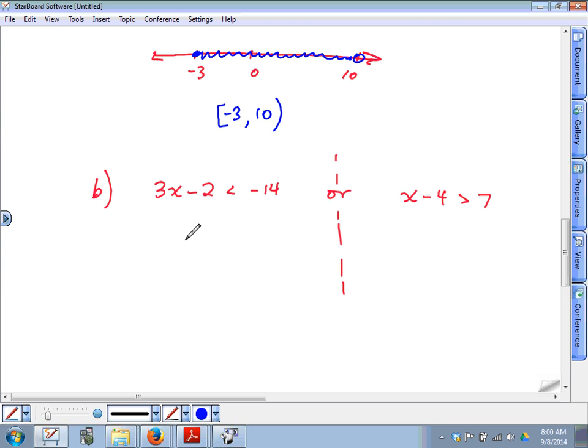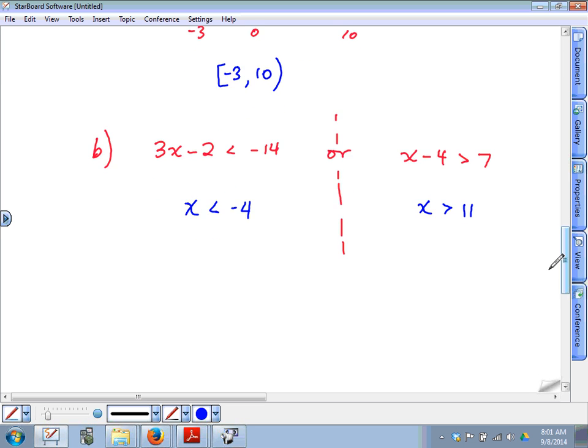So if you add 2, divide by 3, this side you're going to get x is less than or equal to... sorry, this is strictly less than. x is less than. Add 2, divide by 3. Negative 4, right? Over here, if you add 4, you get the solution. x is greater than 11.